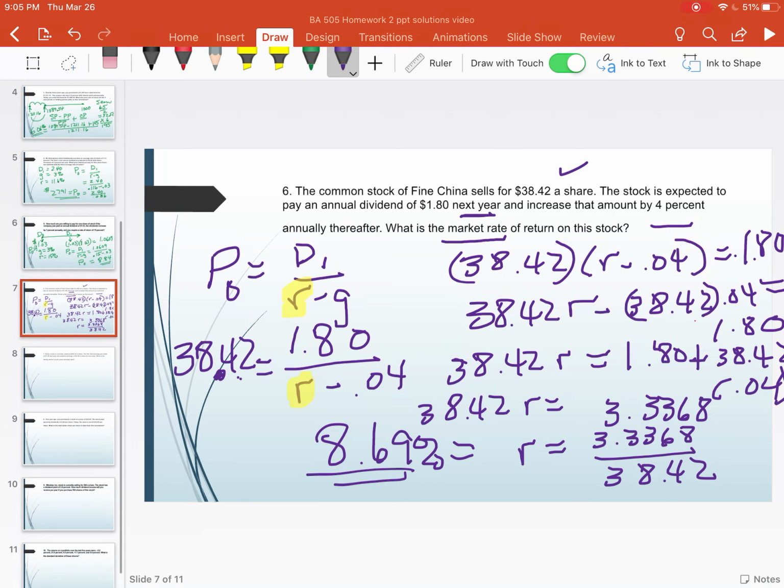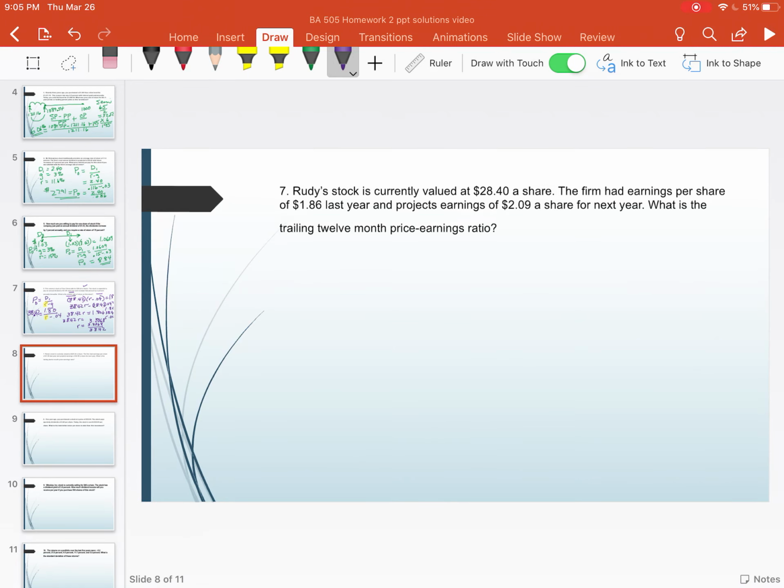Moving on to the next problem. We have a different problem here. Rudy stock is currently valued at $28.40. So the current price, P sub 0, is $28.40. The firm had earnings per share of $1.86 last year, and projects earnings of $2.09 a share for next year. So earnings per share is going to go to $2.09.